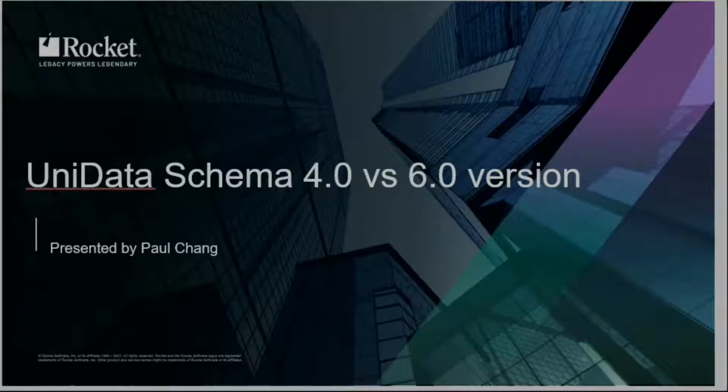Even today, with UniData at 8.2, UniData schema 4.0 is still supported, but we don't know for how long. This schema is already 20 years old. We might drop the support in a new UniData version. So we suggest moving from the UniData schema 4.0 structure to the 6.0 structure.